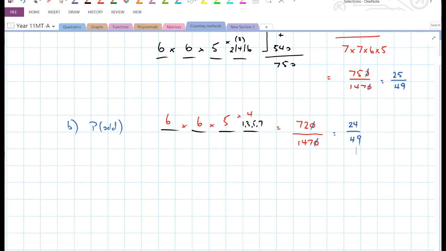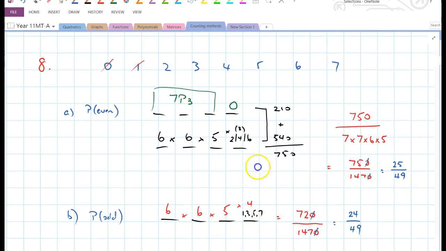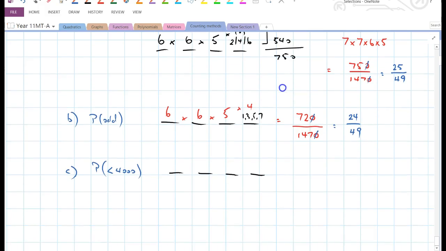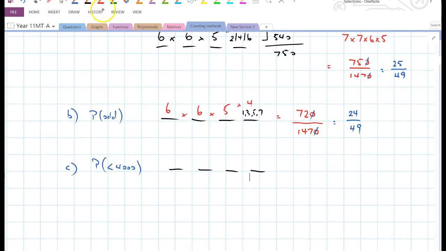Now part C is less than 4,000. So the probability now, less than 4,000. My first number, I've got a 4-digit number. It can't start with 0. It can start with 1, 2, or 3. So my options for this first spot are 1, 2, or 3.